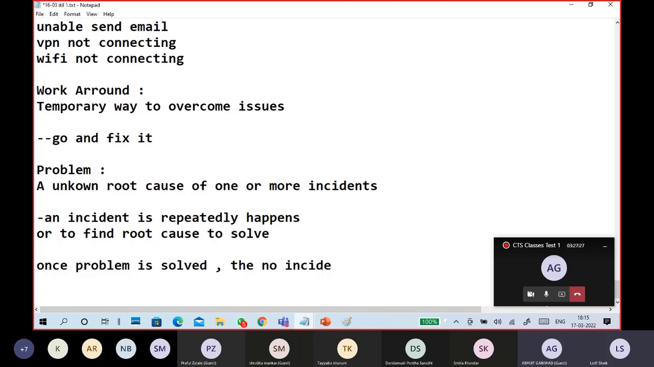I'm very good at teaching this part, but because of disturbance, the number of incidents reduce.